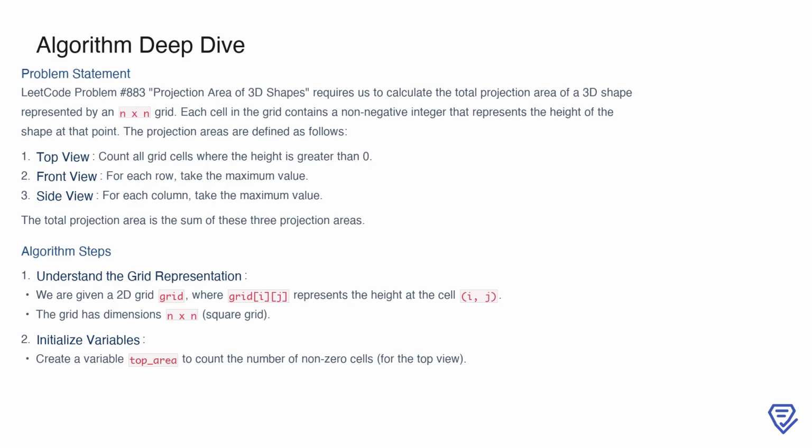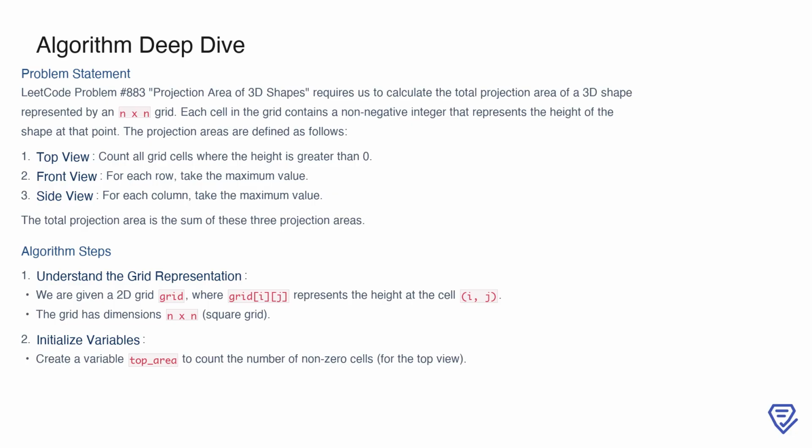In problem number 883, our goal is to calculate the total projection area of a 3D shape represented on an nxn grid. Each cell in the grid has a height value, and the projection area is determined by looking at the shape from three perspectives: the top, the front, and the side. The top view simply counts all cells where the height is greater than 0. For the front view, we consider the maximum height in each row, as this reflects the tallest part of the shape visible when viewed from the front. Similarly, for the side view, we look at the maximum height in each column, representing the tallest sections visible from the side. To calculate the total projection area, we sum the contributions from these three views.